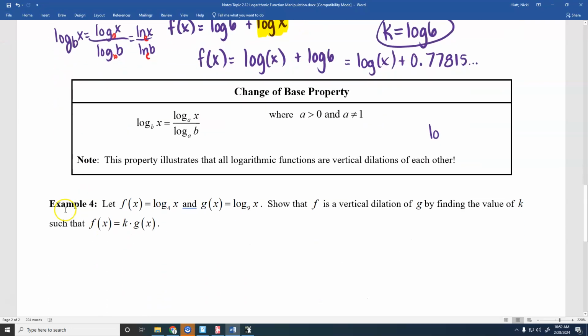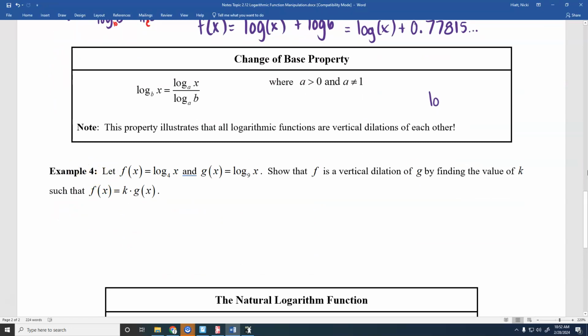So let's look at this question. f of x equals log base 4 of x. g of x equals log base 9 of x. Show that f is a vertical dilation of g by finding the value of k such that f of x equals k times g of x. So they are asking us to show that if I take log base 9 of x and multiply it by some number right here, it would just be the same as f of x, which is log base 4 of x.